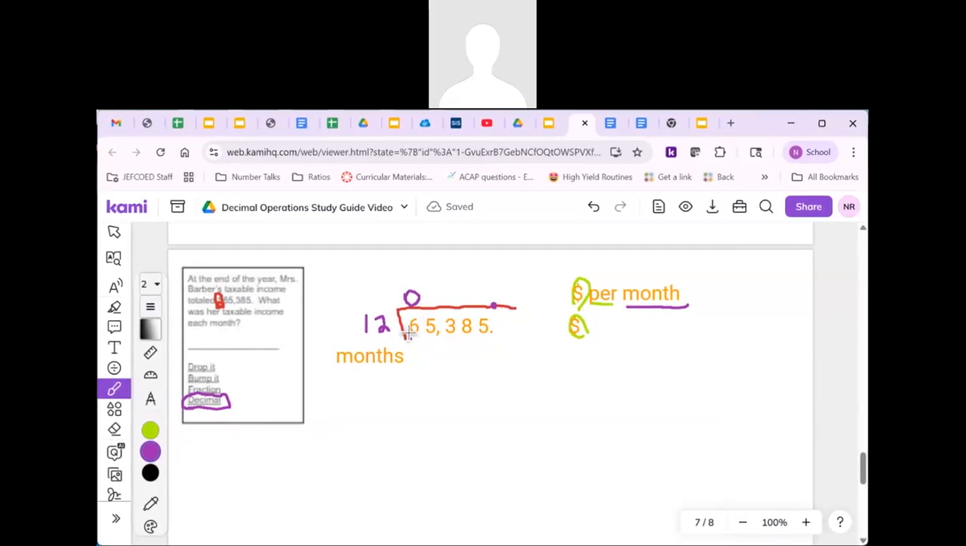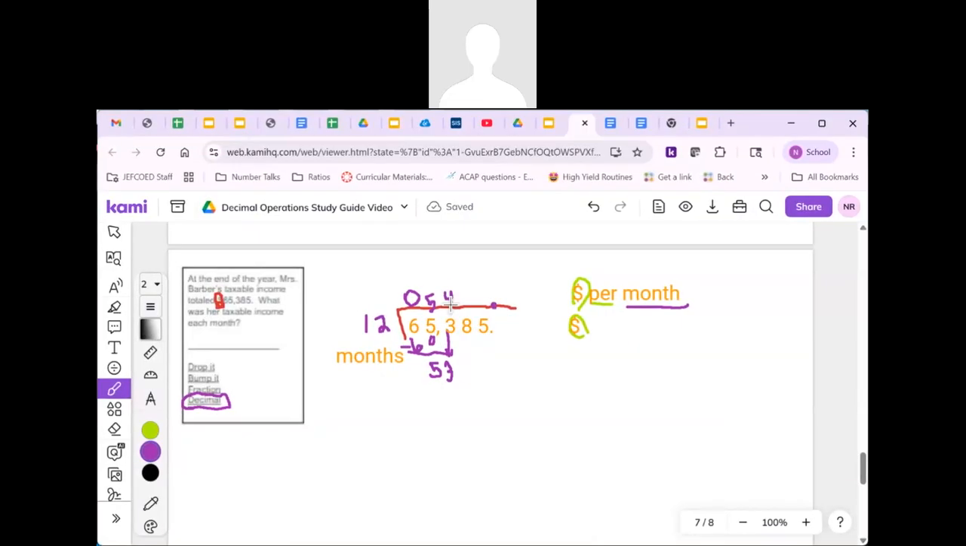Okay, so now I'm going to divide 65. That is 12 times 5. That's going to be 60. All right, so be looking at a 12 times table if you need it. I'm going to subtract, and I have 5. That's less than 12, so I'm all set to go ahead and bring down the 3. How many times does 12 go into 53? Yes, 4.